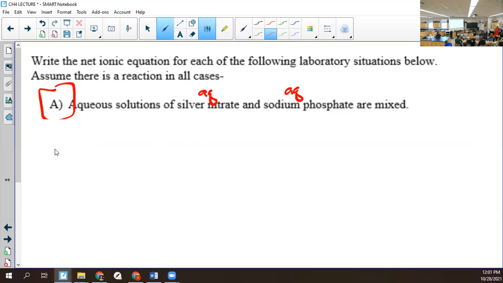Aqueous silver nitrate. Tell your partner the formula of silver nitrate. AgNO3. Have you noticed we've used AgNO3 probably 10 times already? That's one you should probably invest time in getting to just know it. It's AgNO3. Just memorizing stuff helps.